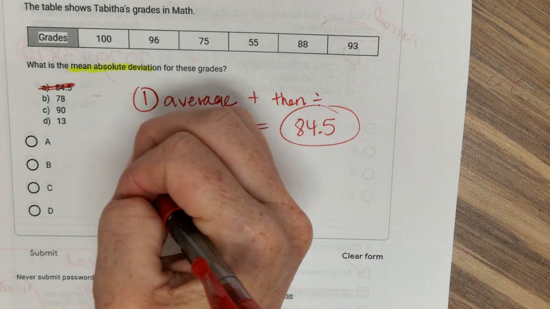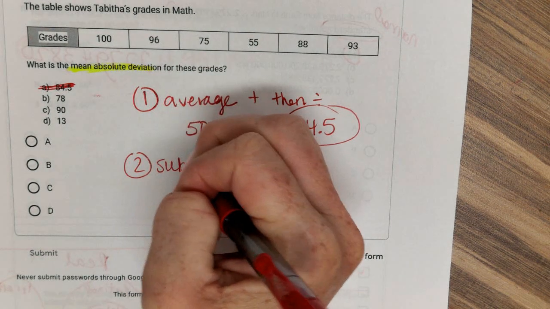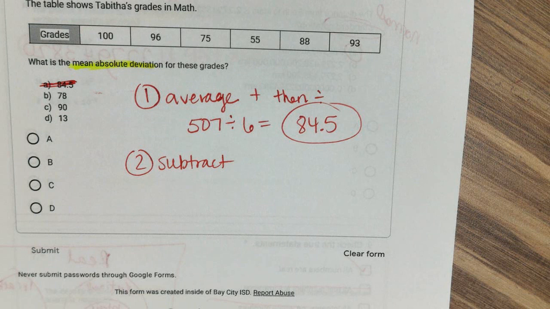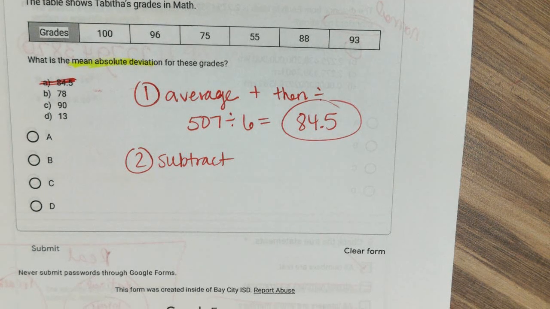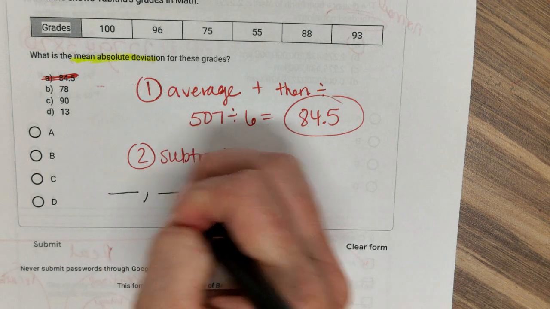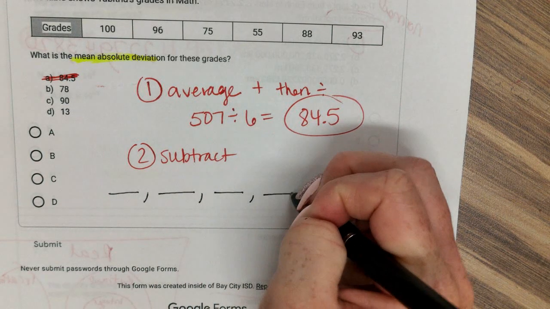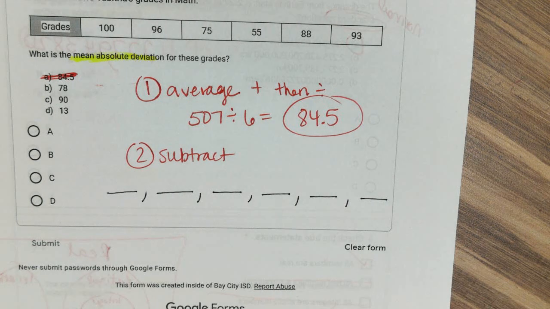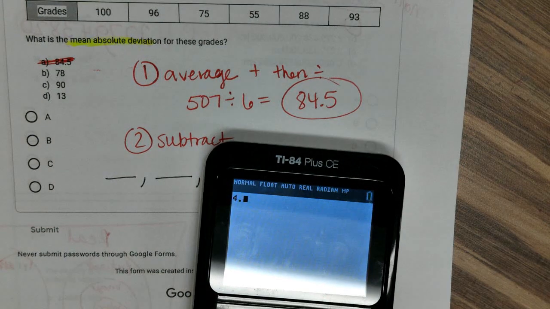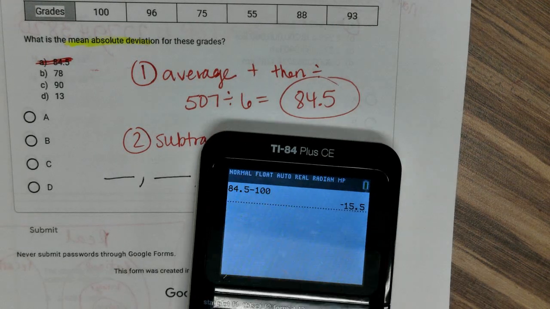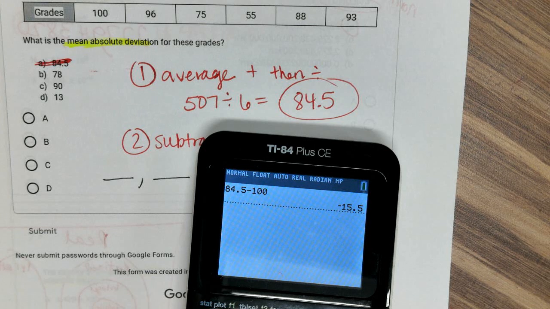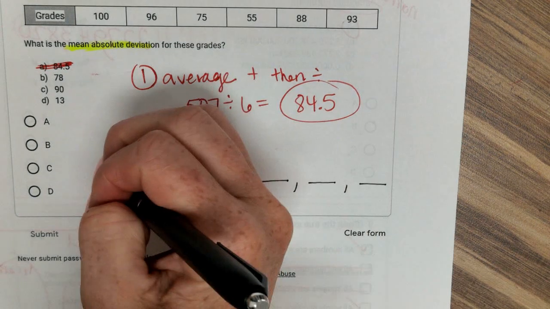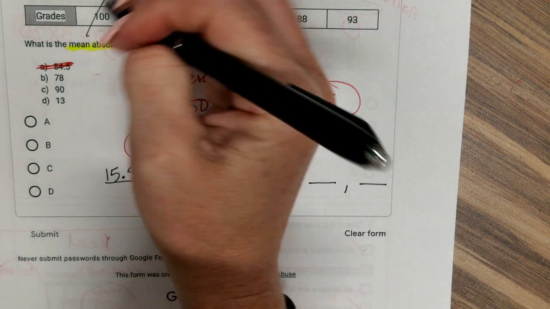Okay? Step 2, subtract to make a new list of numbers. How many numbers did we start with? 6. So we're going to have 6 new numbers. So I'm going to go 1, 2, 3, 4, 5, 6. All right, here we go. 84.5 minus 100. Do I write the negative? No. Just write the positive, 15.5, and mark off that you did it.